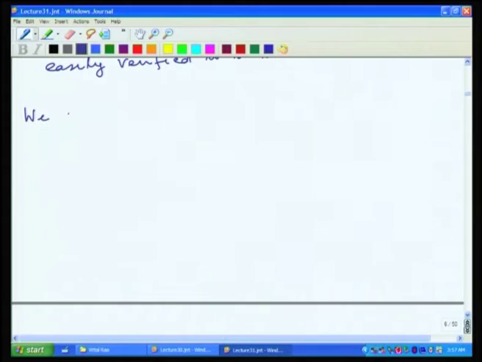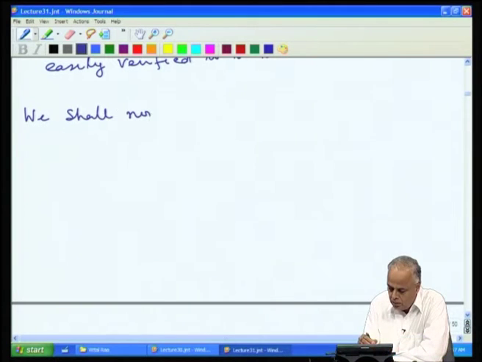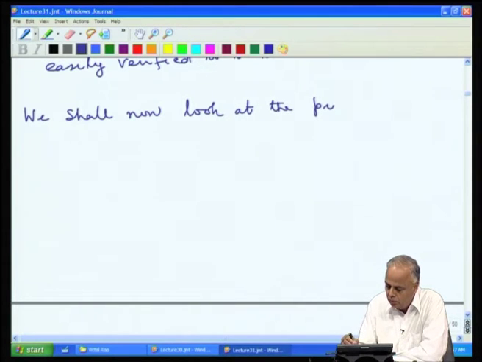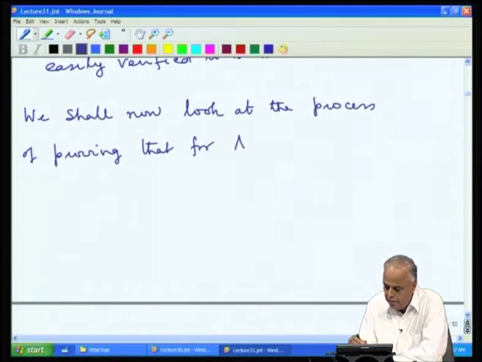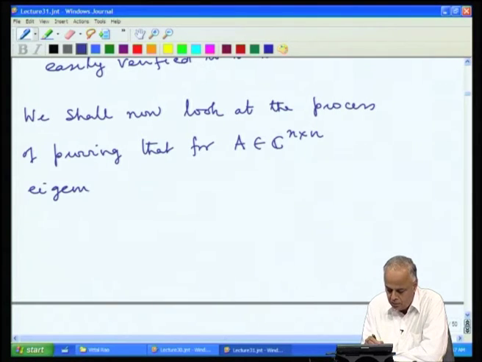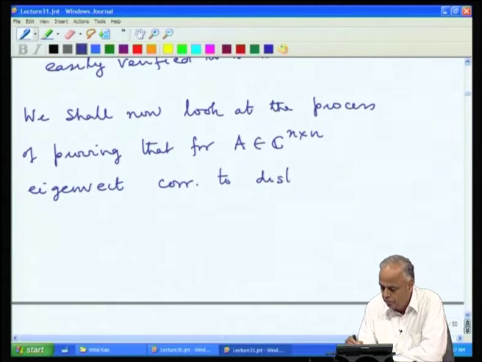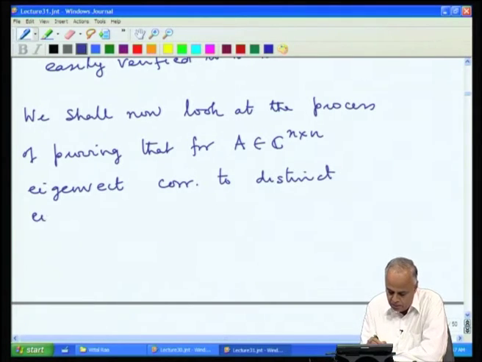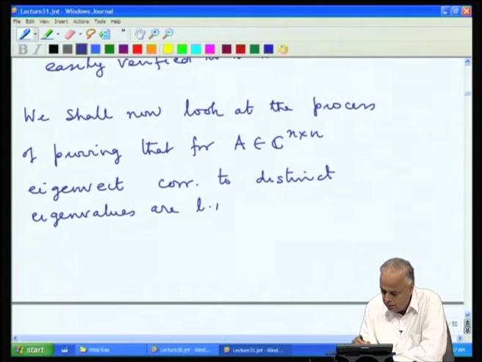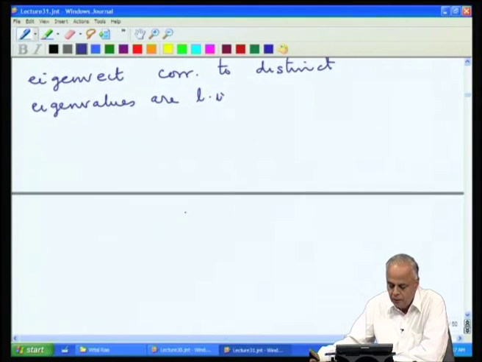So, we shall now look at the process of proving that for A belonging to C n cross n, eigenvectors corresponding to distinct eigenvalues are linearly independent.